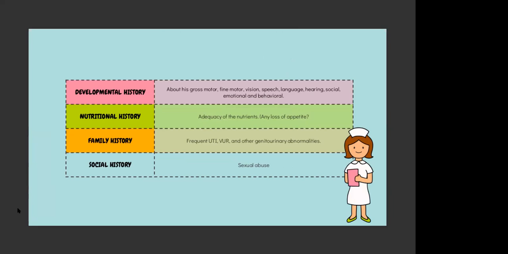Developmental history is also important. So for nutritional history, it can give us an idea about the patient's adequacy of nutrients. So we can know, is there any malnutrition caused by loss of appetite, because children with UTI may be irritable and refuse to be fed. So family history of frequent UTI, VUR, and other genitourinary abnormalities is also important, as we have discussed that genetics is one of the predisposing factors for UTI. So next, social history is also important, because any sexual abuse can also predispose the child to UTI. Next.